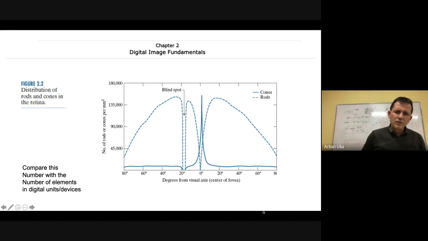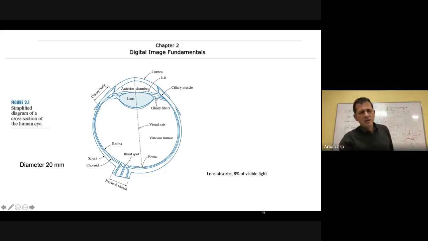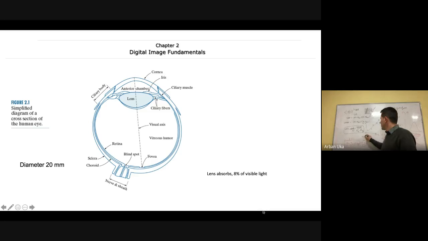And assuming that the human eye has a diameter of 20 millimeters, you can now check what the size of a rod is. So you have an area which is 20 millimeters by 20 millimeters. The area is proportional to the diameter squared. 20 squared is 400 millimeter squared. So let's use millimeters: it is 400 times millimeter squared.